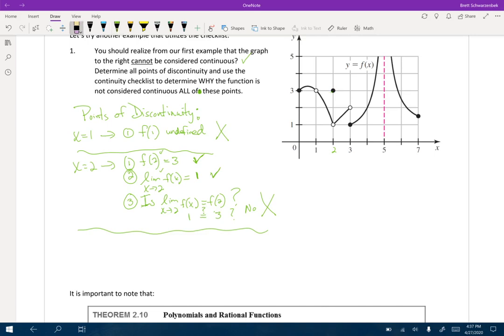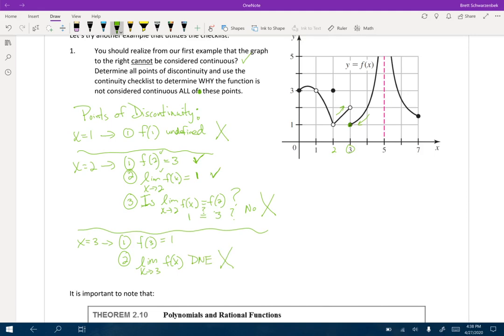All right, let's try another one. The next point of discontinuity appears to be at x equals 3. Right, first part of the checklist, we want to know if f of 3 exists. It clearly does. If we go up to this point right here, it exists at 1. What about the limit? We want to know if the limit as x approaches that same number 3 exists. Okay, so let's look at the left and the right side as it approaches. Clearly it does not exist. They approach a different value, so this blows up the checklist.